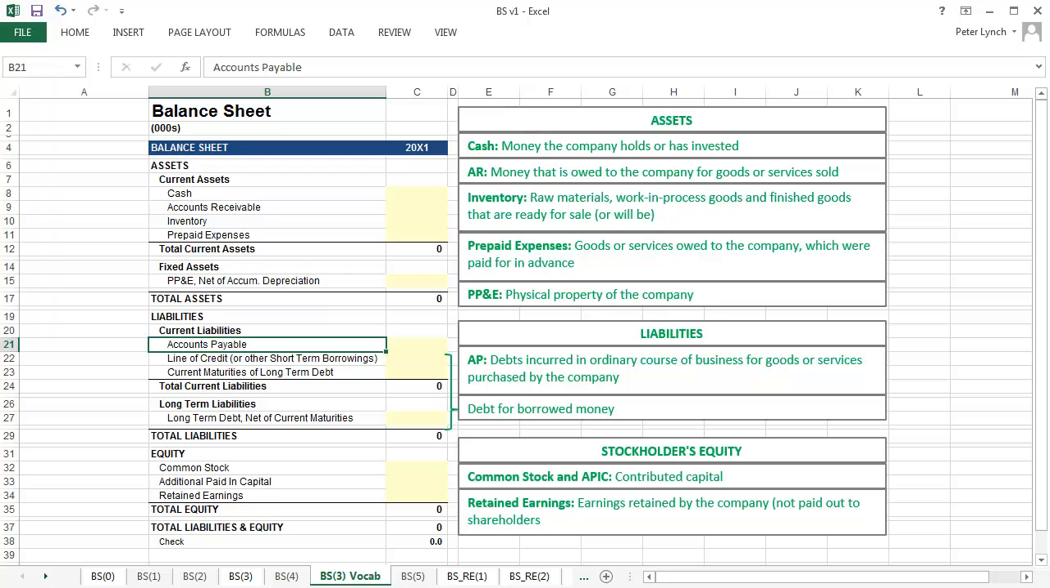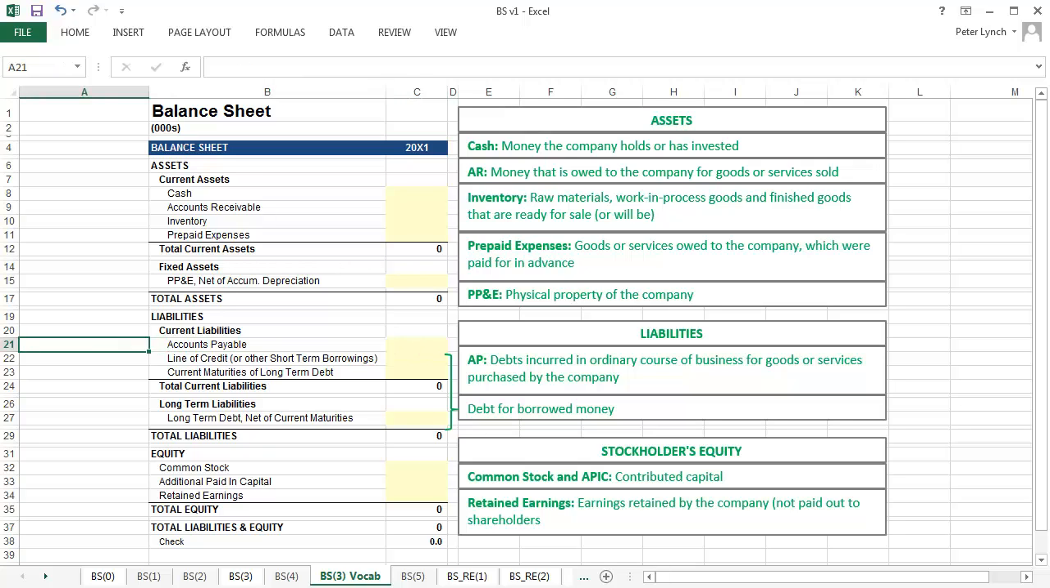To provide a little bit of context, let's say that your company purchases raw materials, like lumber, but is not required to pay for them immediately and instead can wait 30 days. That sum would sit on your balance sheet in this account for 30 days until it was paid.